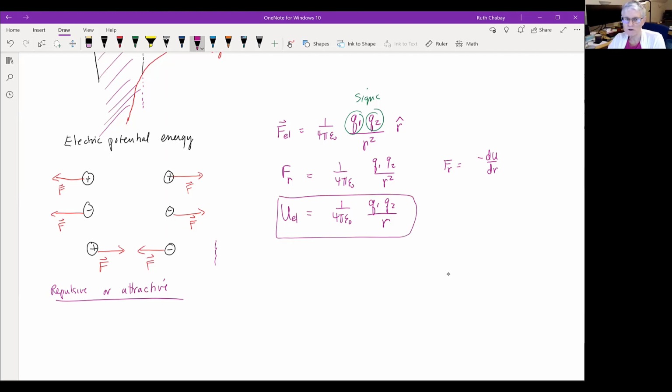Now it still has this 1 over r dependence, but there's some signs here. So it looks like if the signs are the same, it's going to go like 1 over r, and if the signs are different, this thing is going to be negative. So let's see what we can figure out about this.